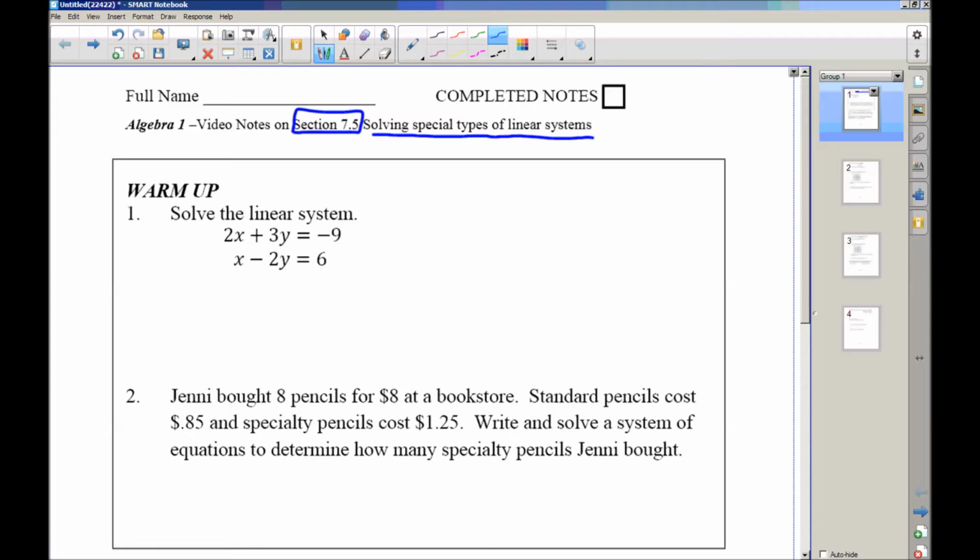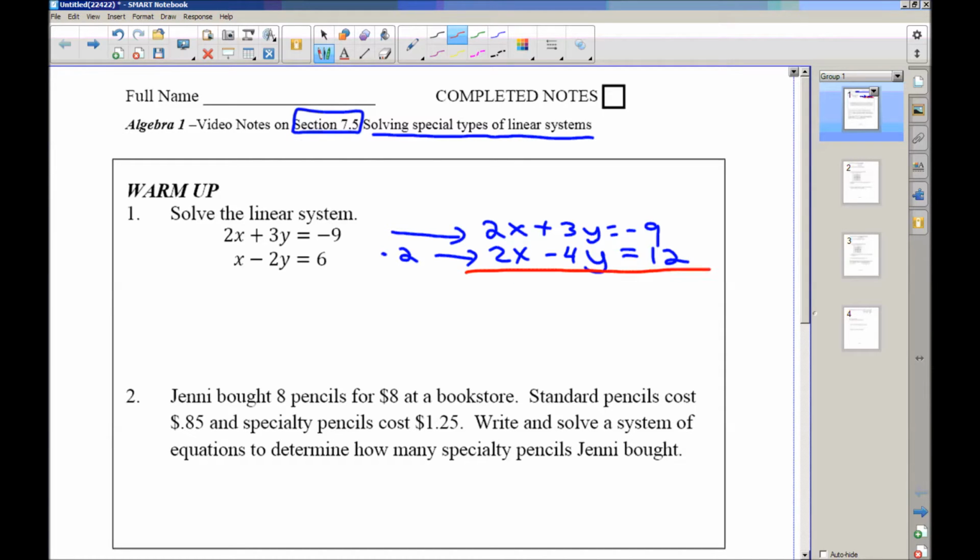You were supposed to solve this linear system. It doesn't tell us which way we can do it, so we can pick any method we want. And I think I'm going to go with elimination, although substitution would work okay in this problem because you could solve for x in the second equation very easily. So if I times the bottom equation by 2 and leave the top equation alone, I'll end up with 2x minus 4y equals 12. And now my x's have the same coefficient. So I will subtract the system, and the x's will disappear or be eliminated.